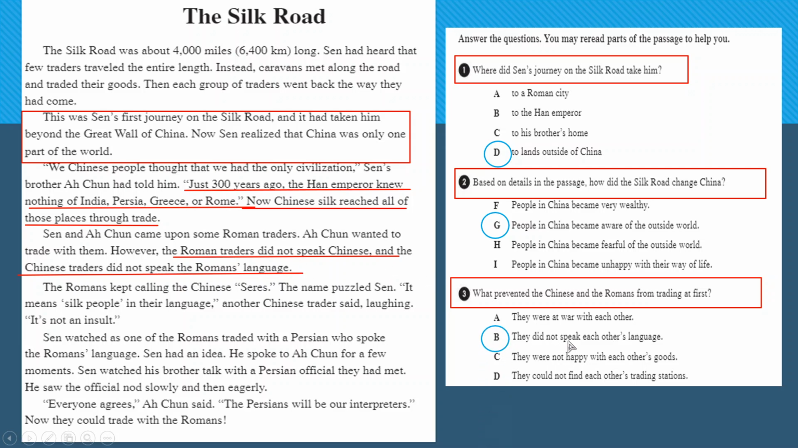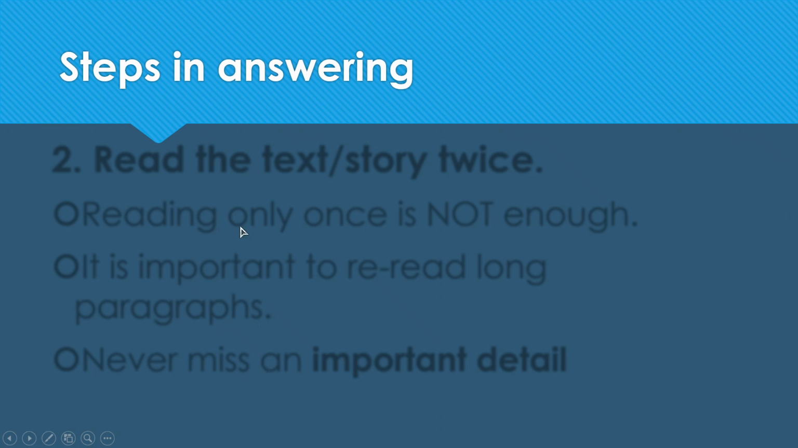It's letter B. They did not speak each other's language. So remember, this is the first step: read the questions first so that you can get an idea of what to look for in the reading passage before you read it. So read the questions first, then the passage, all right? Now we go to the second step.